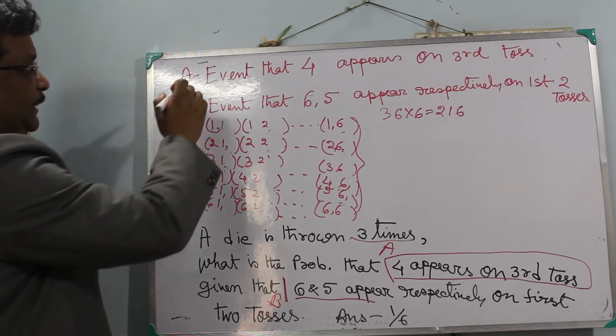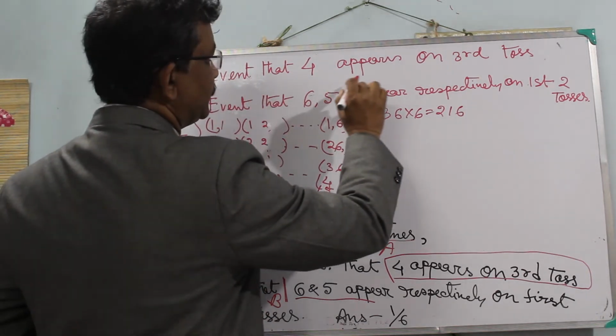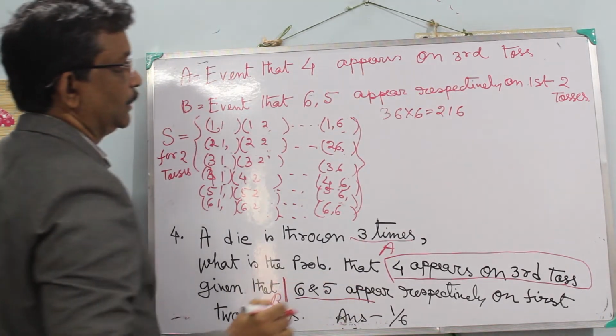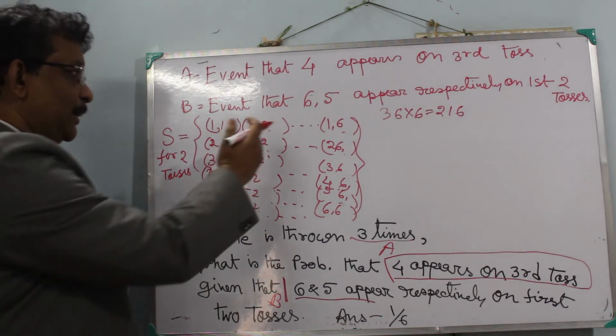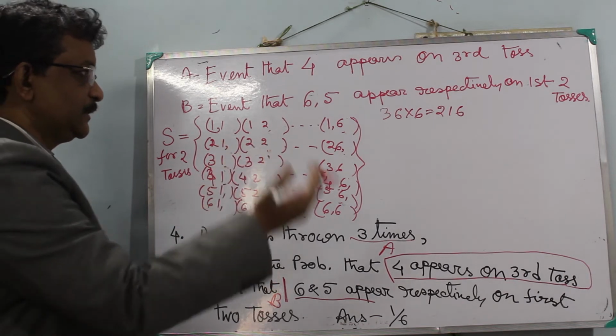Now event A is the event that 4 appears on the third toss. Like I have considered 1 36 times, 2 36 times.